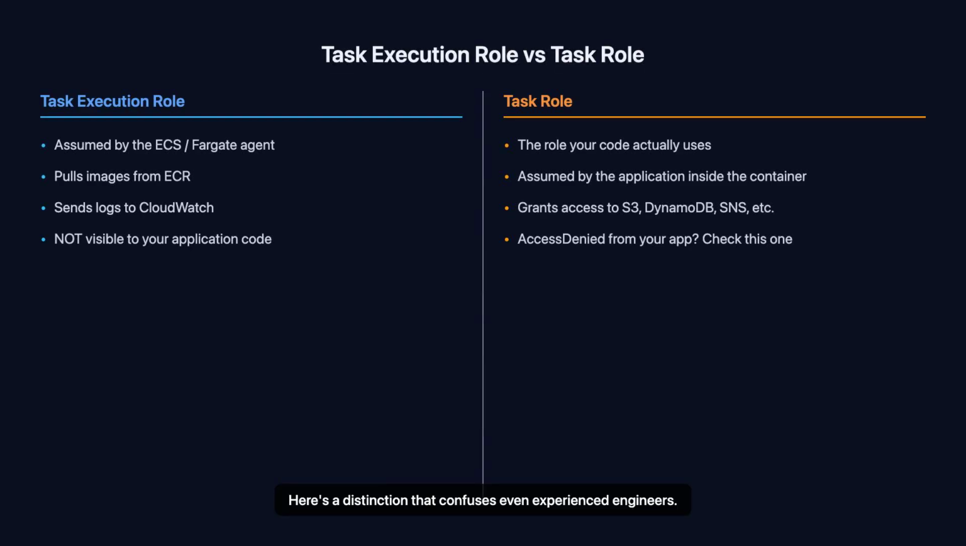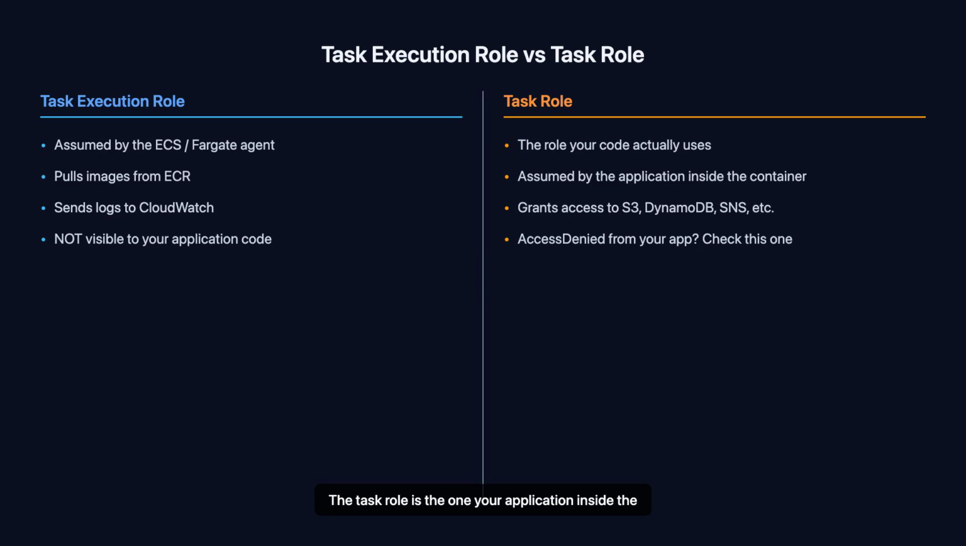Here's a distinction that confuses even experienced engineers. ECS tasks have 2 different IAM roles. The task execution role is assumed by the ECS or Fargate agent. It's what pulls images from ECR and ships logs to CloudWatch. It is not available to your application code.